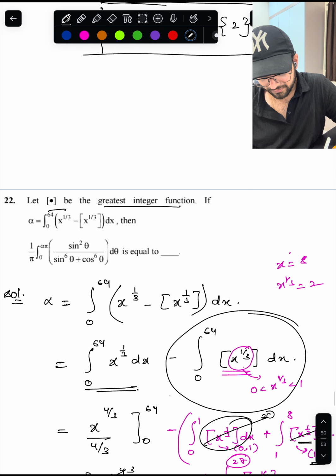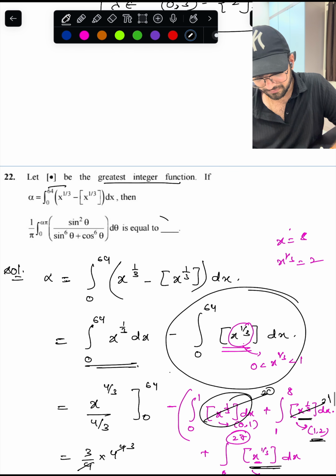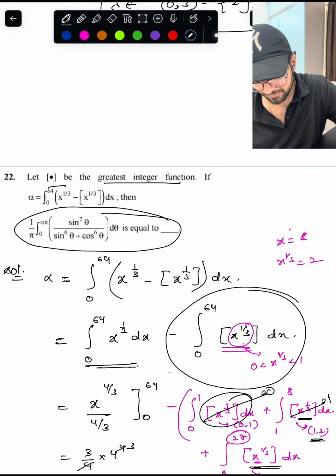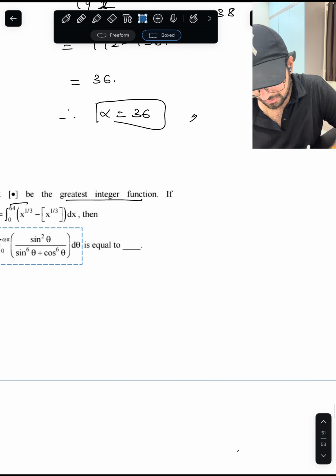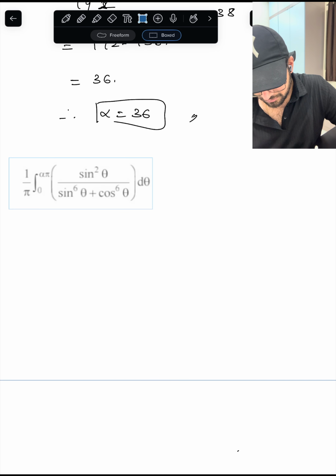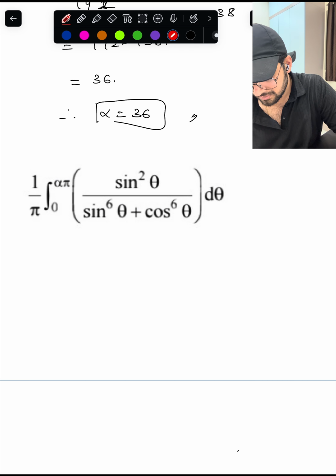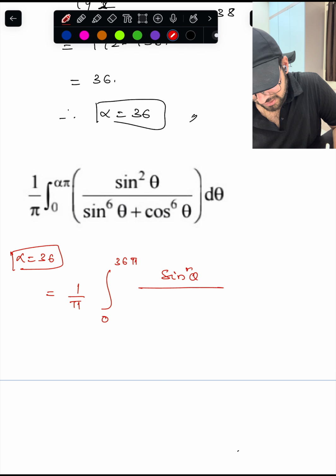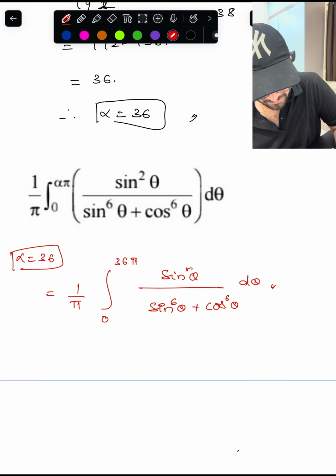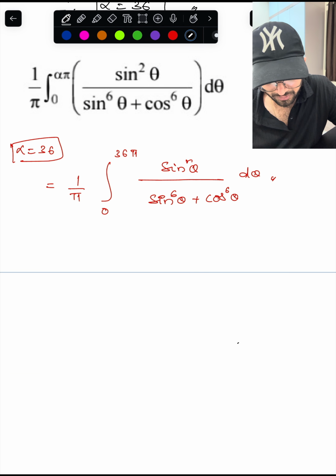So after finding alpha, we need to calculate the integration of this. Let's see the integration here. Alpha is 36. Substituting here: 1 by pi, integral from 0 to 36 pi of sine square theta by sine power 6 theta plus cos power 6 theta d theta. We need to evaluate this integration. Now what can we do here?